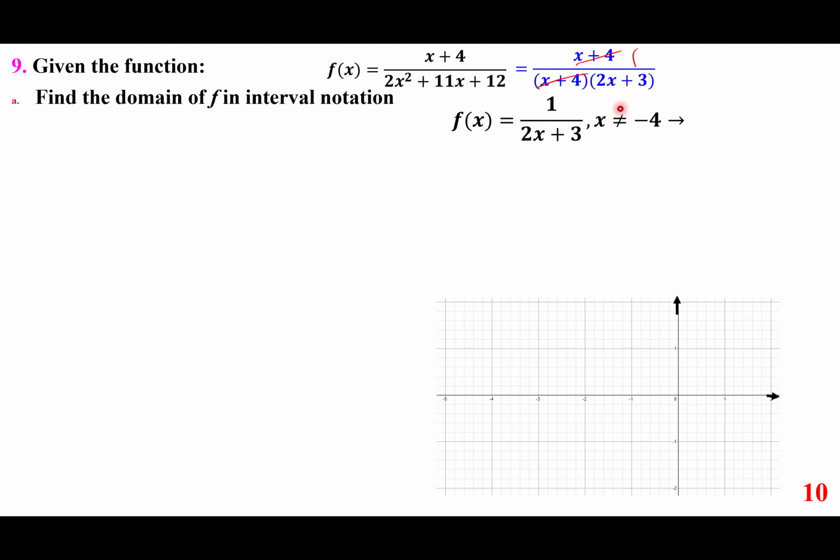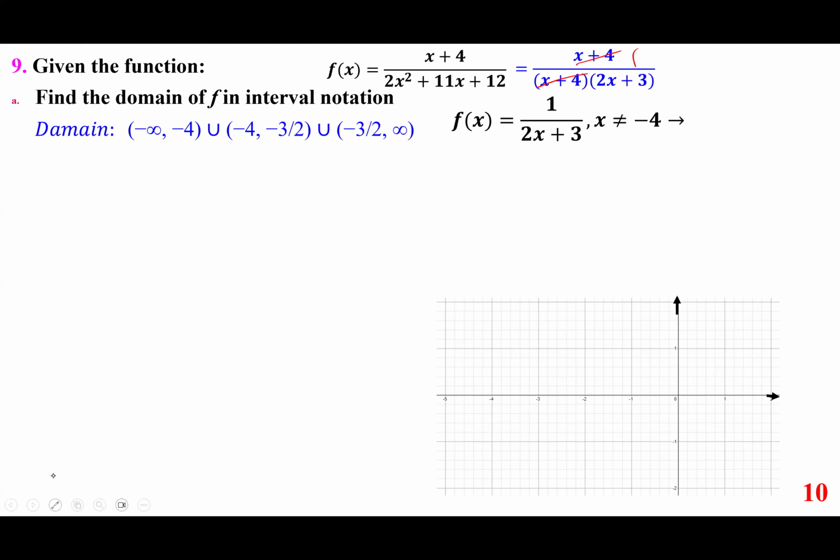First, I want to discuss the domain. So we are going to write from negative infinity to negative 4, union negative 4 to negative 3 halves, union negative 3 halves to infinity, meaning we are excluding both numbers. X equals negative 4, x equals negative 3 halves again.